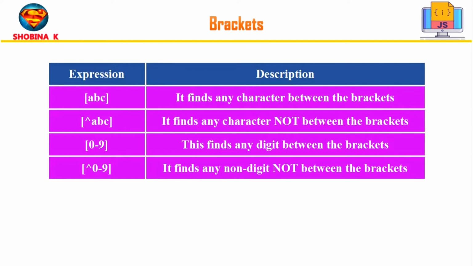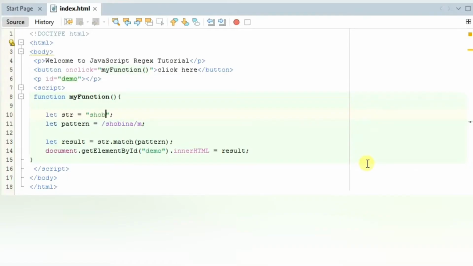So apart from this particular string that you have mentioned inside the square bracket, everything will be displayed. So it will find any non-digits that are not present between the brackets. Now let's see the examples. Here I am changing the string to something like SHOBINA online 123. And within the bracket I specify the characters to be displayed. So this one will get me any characters between the brackets and the output will match that particular string.